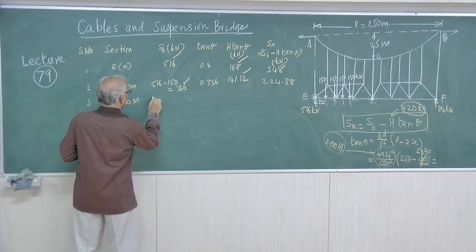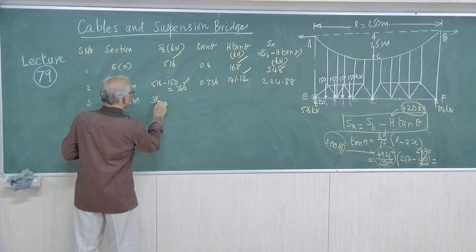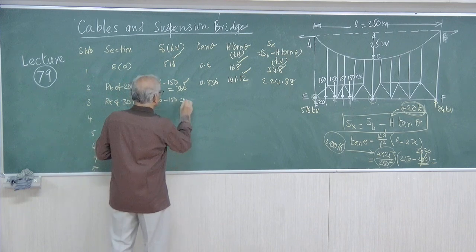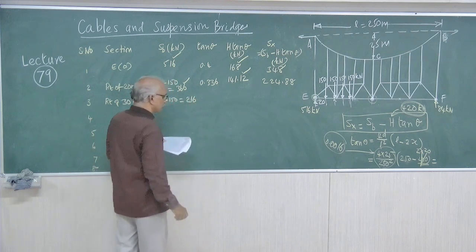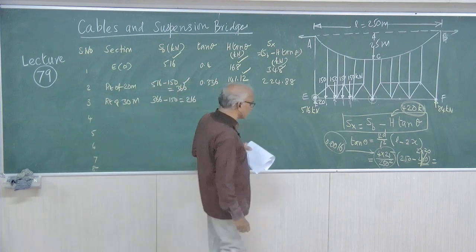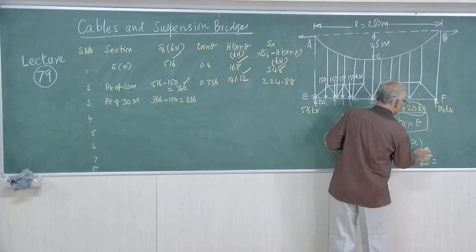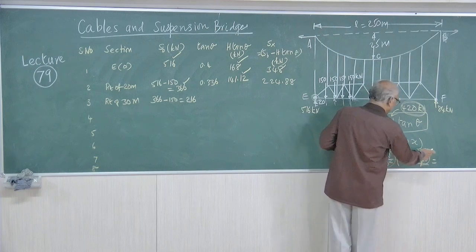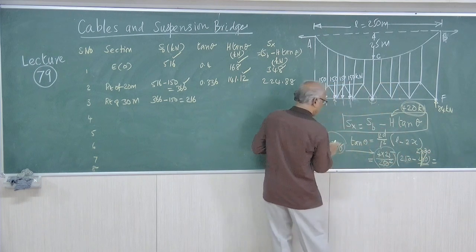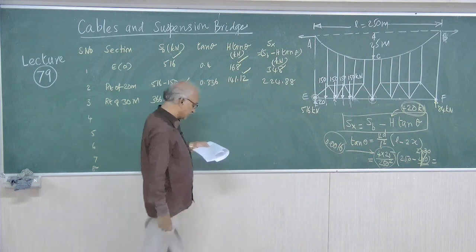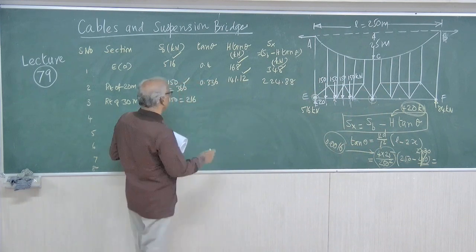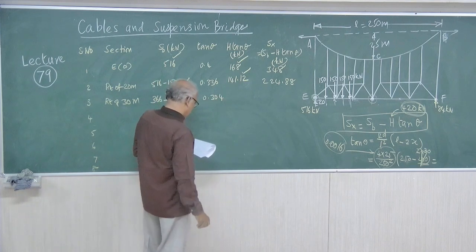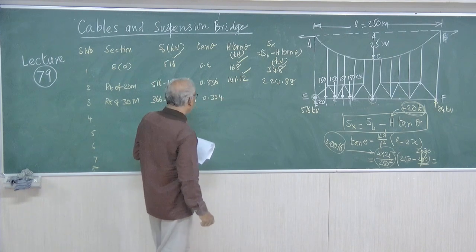Now another reduction of 150, that is 366 minus 150 equal to 216. Now when it is 30 meters, this will become 2 into 30. So 60. 250 minus 60 is 190. 190 into 0.0016 will be 0.304. So now this will be H into tan theta.